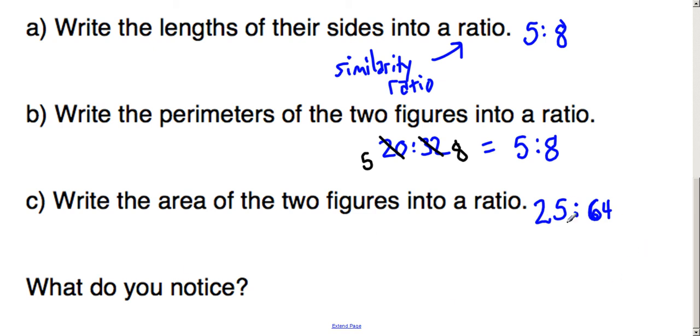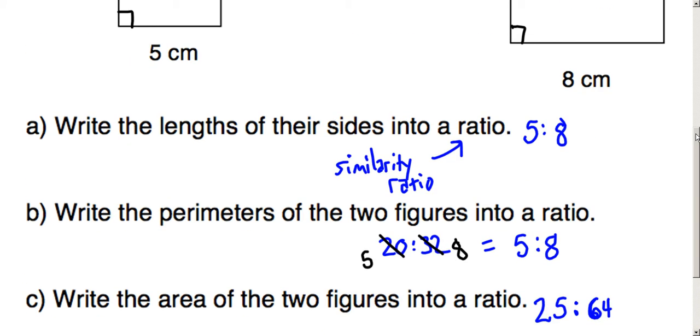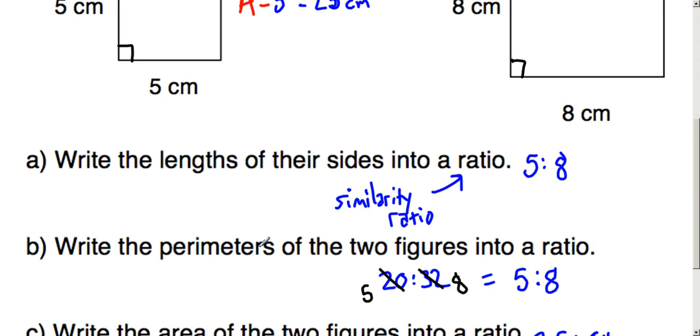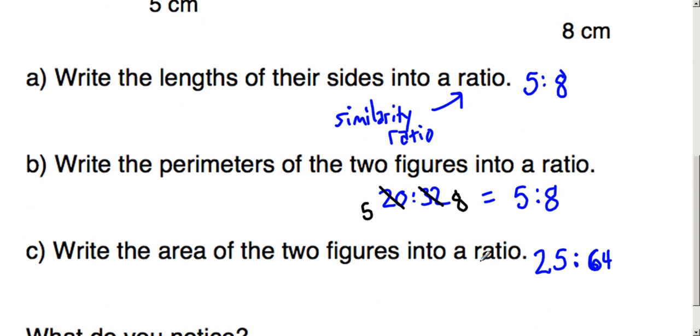So what do you notice? Well, the similarity ratio and the ratio of the perimeters was the same. That's interesting. And then the area, since our area is side squared and our similarity ratio is the ratio of the sides, then it was just like that one squared to that one squared.